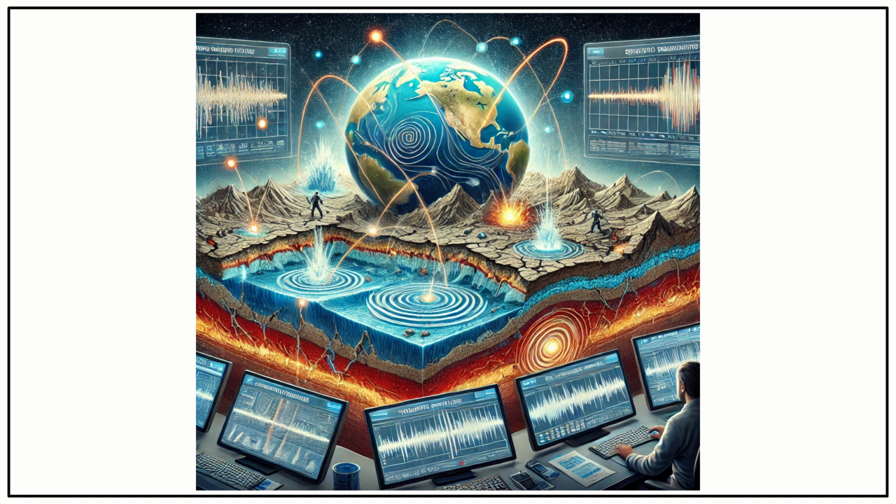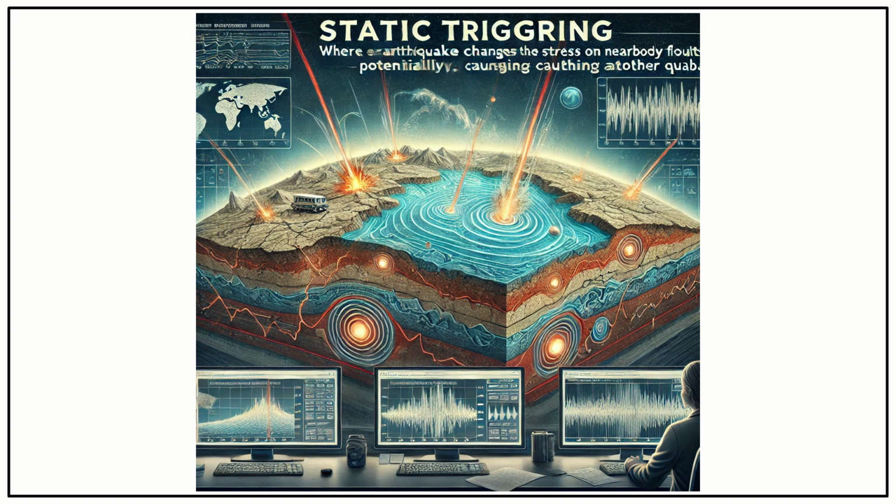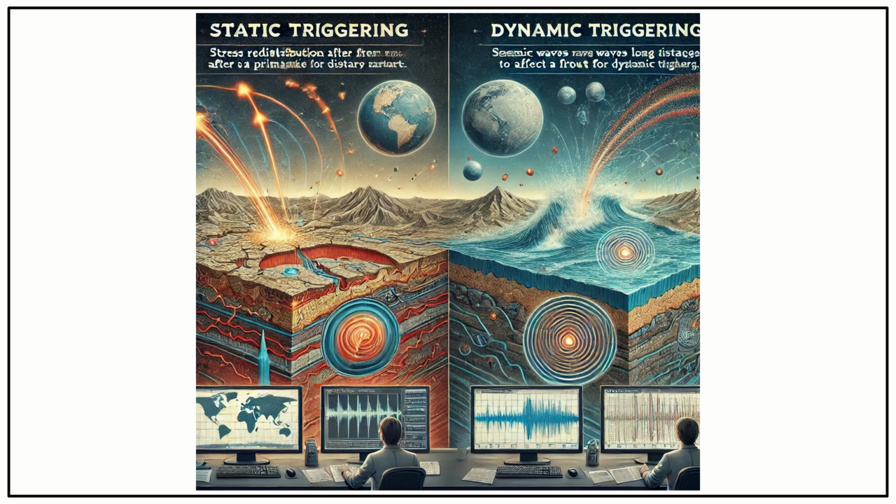Earthquakes can influence each other in fascinating ways. Static triggering occurs when an earthquake changes the stress on nearby faults, potentially causing another earthquake. However, these triggered events can sometimes take time, as stress builds slowly until the next fault slips. In other cases, dynamic triggering happens when seismic waves from one earthquake travel a long distance and cause another fault to move.